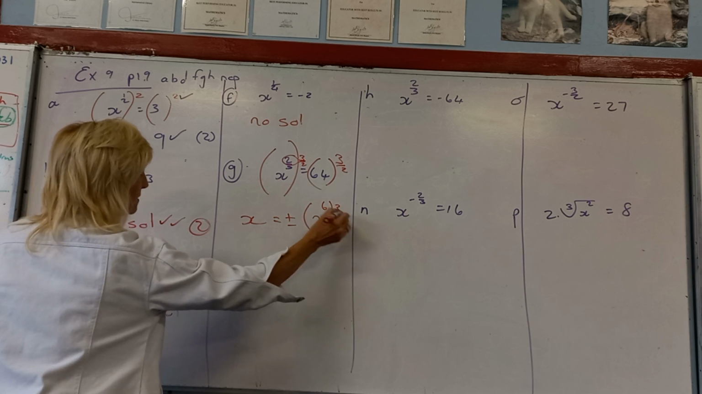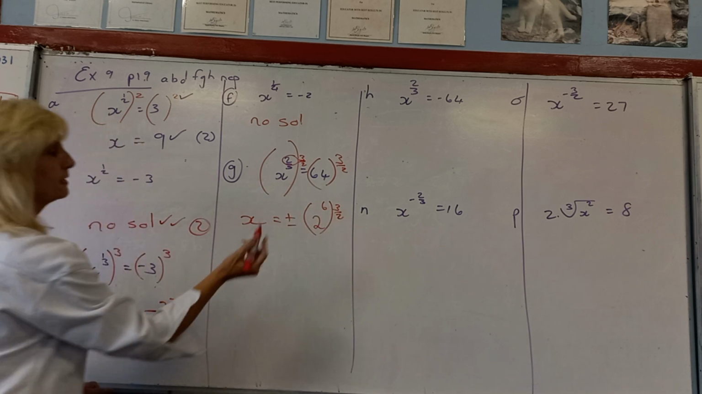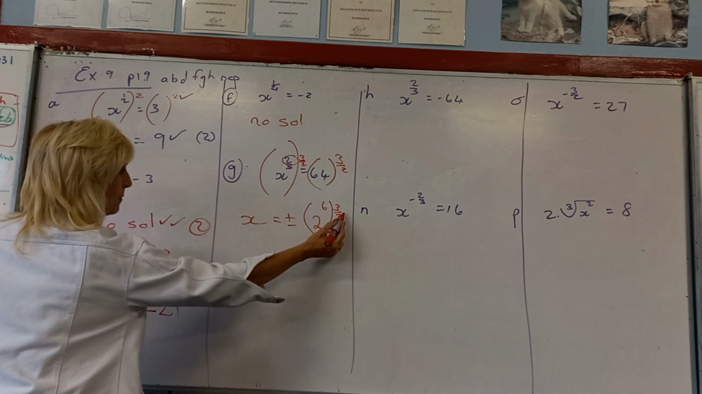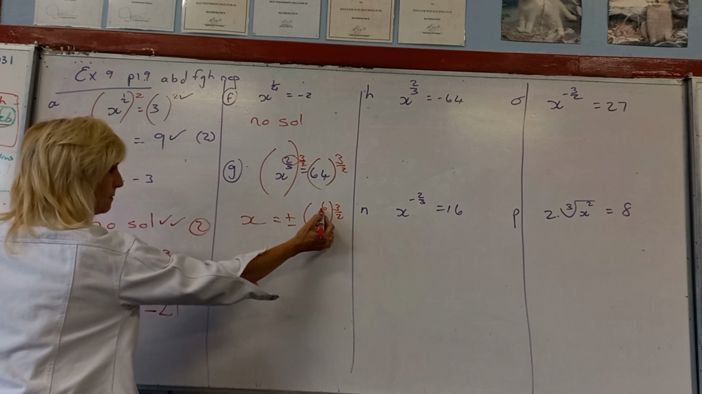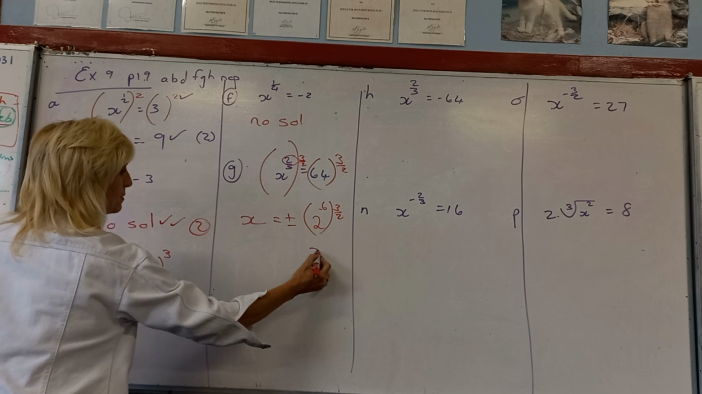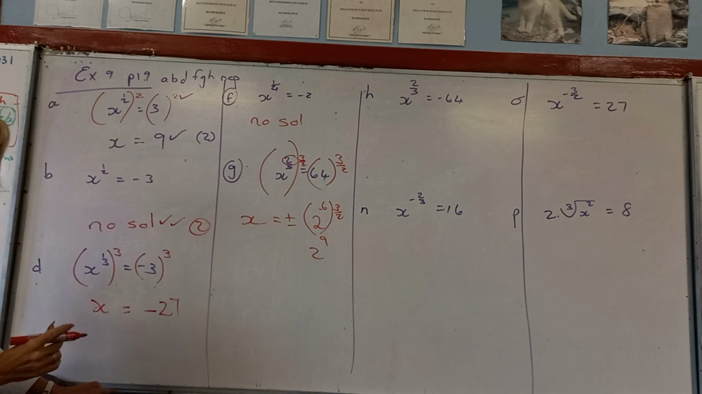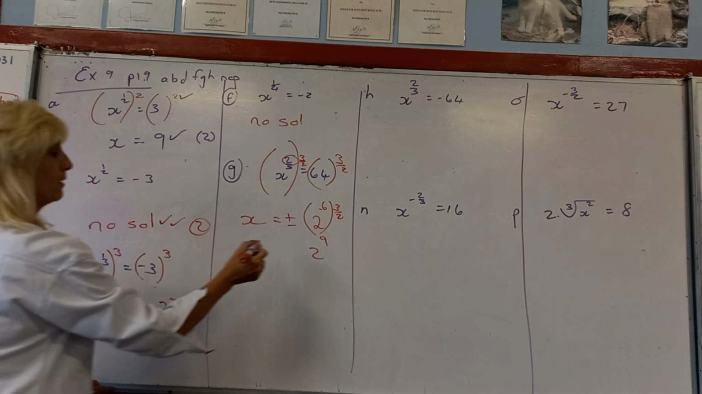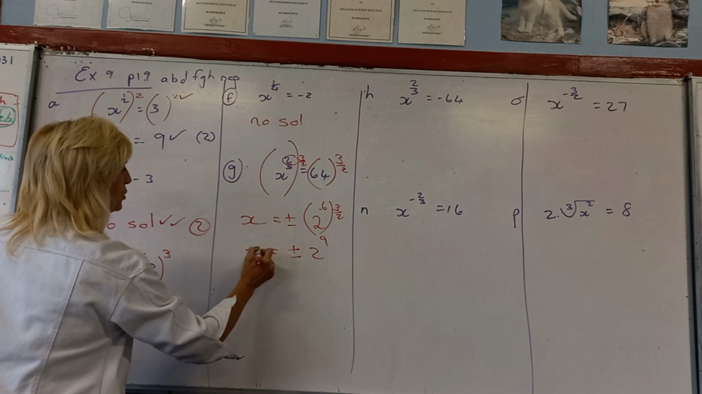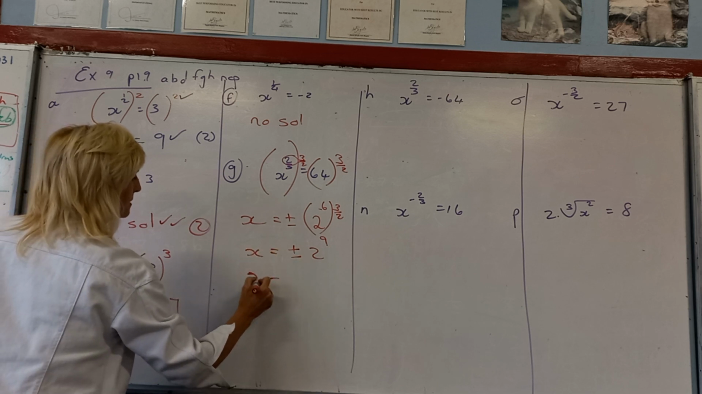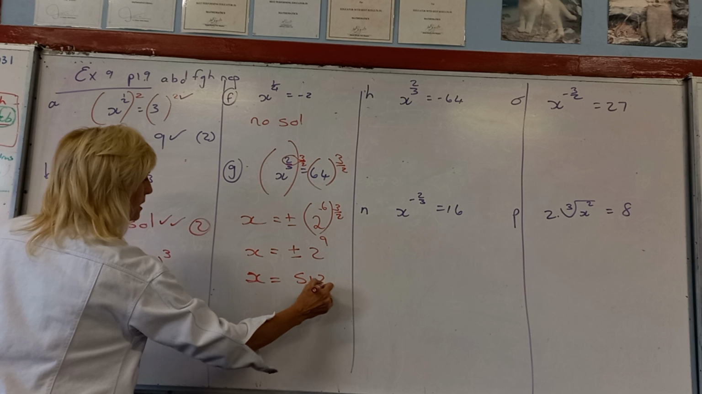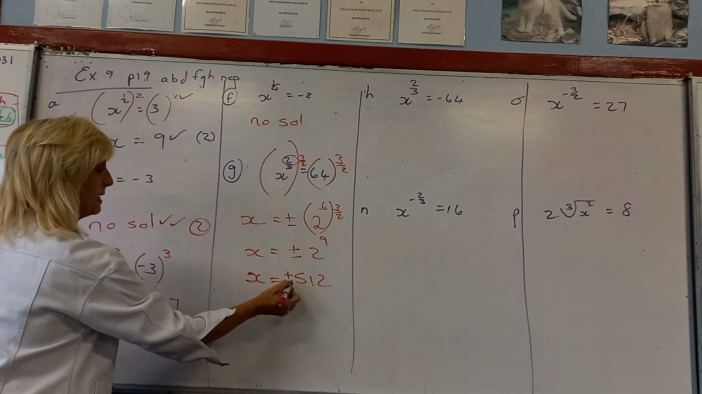2 to the 6. And then when I cancel it out, it's going to be 9. I hear where you're coming from, because the 2 goes into the 6 3 times, and 3 times 3 will give me 2 to the 9, which is 512. Okay. So eventually I'm going to get to x equals 512, but with a plus and a minus.